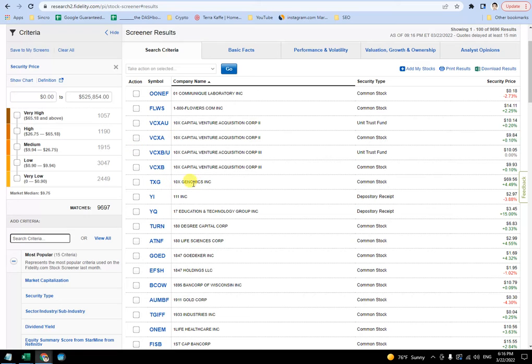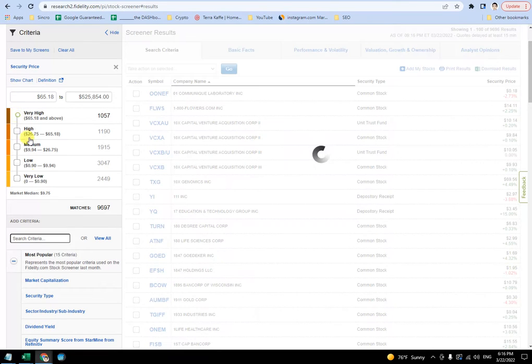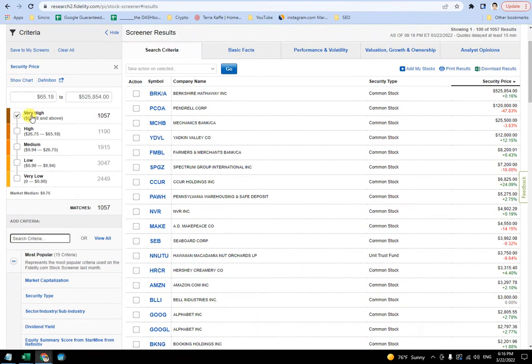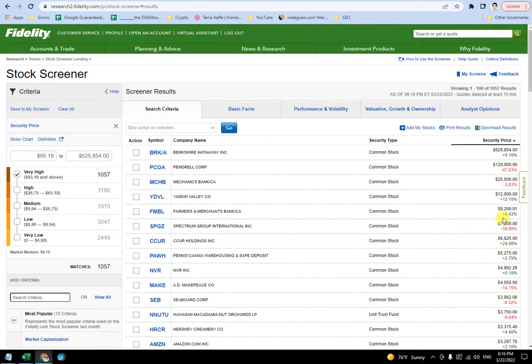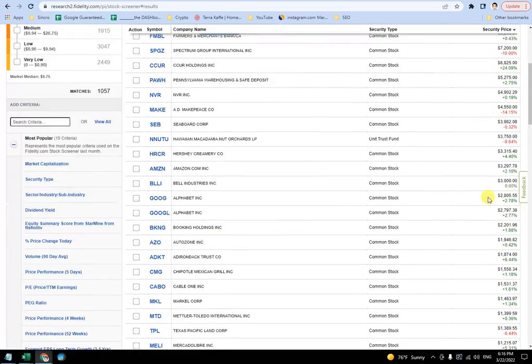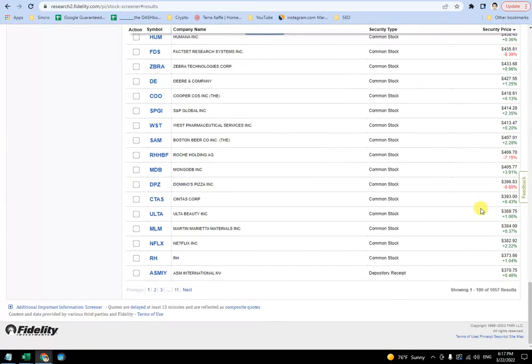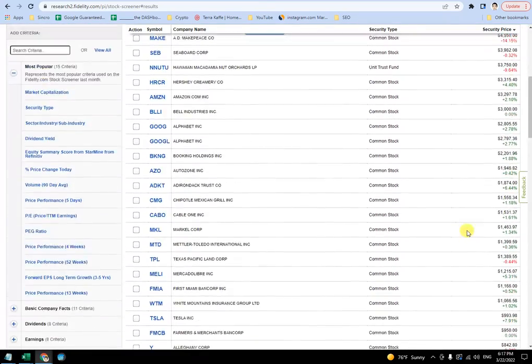But let's say you want to look at stocks that cost $65.18 or more. If you click on this, the whole list will be stocks that cost much more. So for example, Berkshire Hathaway is the most expensive stock per share right now at $525,000 a share. Each share is $500,000 or more. And it will list it all the way down to the lowest price one here.